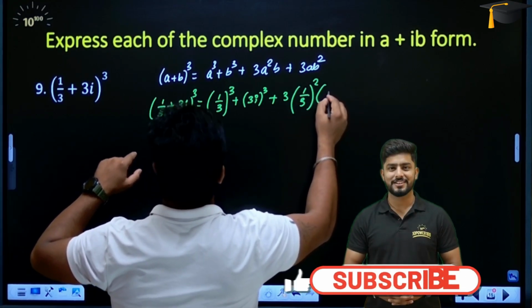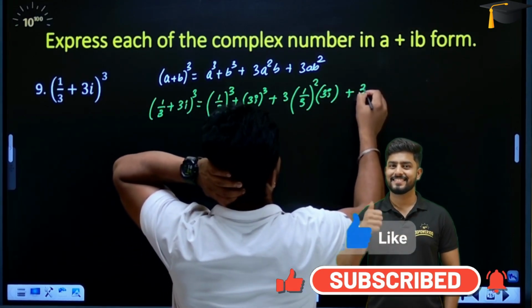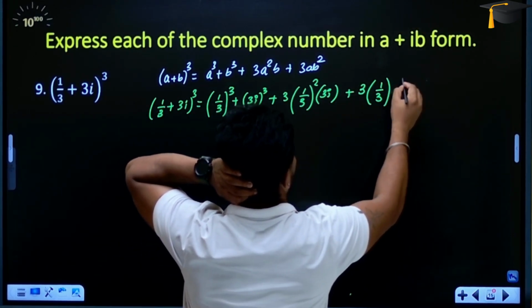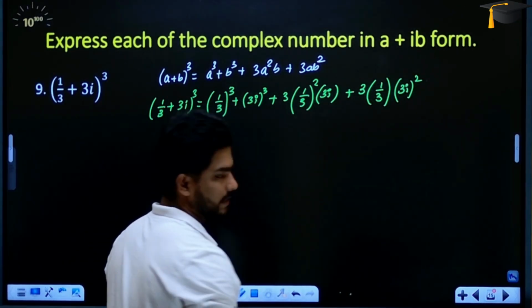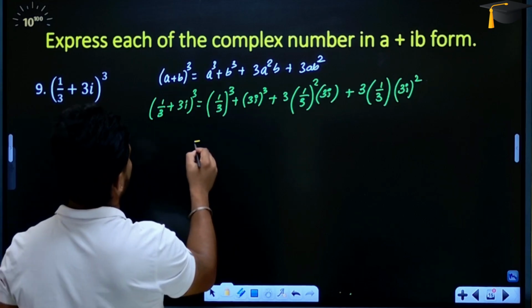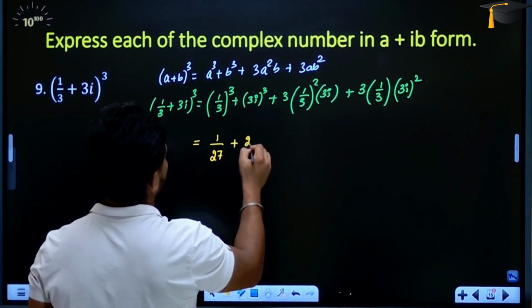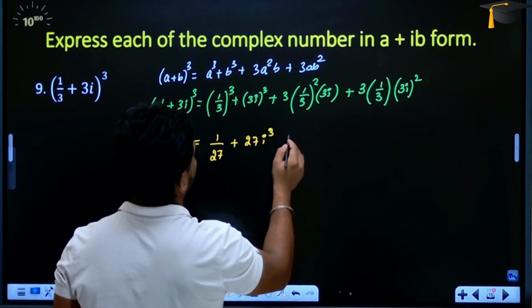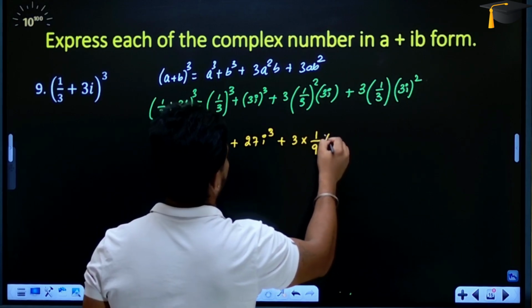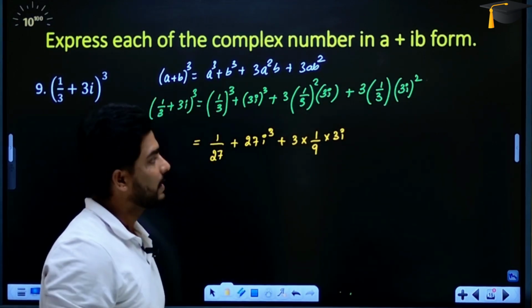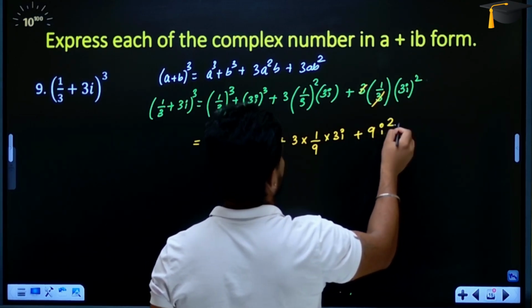1 by 3 the whole square, and b is what? 3i, yeah? Okay, 3a plus 3 into 1 by 3 into 3i the whole square. 3i the whole square, that's it. So you have to solve 1 by 3 the whole square, 27, and plus 27 i cube. So this is plus 3 into 1 by 9 into 3i, and yeah, 3 cancels, plus 9i square.